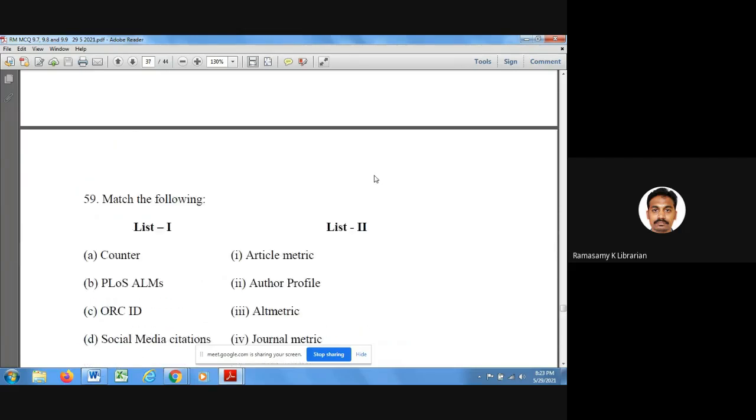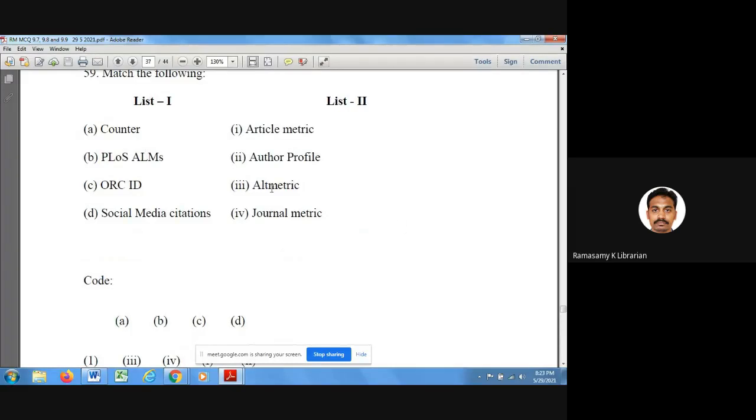Okay, fine. A matching type once again. ORCID, you might have heard about this, Open Researcher and Contributor ID. This is an author profile. When you want to create an online author profile, many author profiling systems are there. You have Google Scholar ID, Scopus ID, ORCID, Publons ID, Vidwan ID, Kudos ID, Impact Factor ID. So many author profile systems are there.